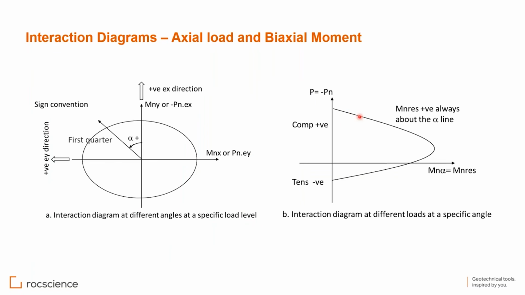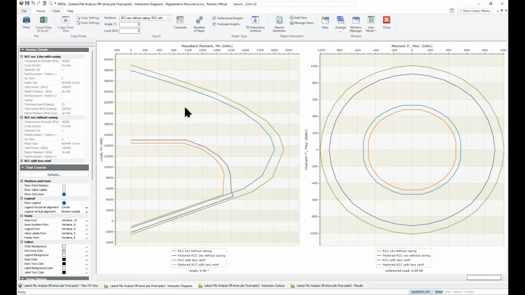This is the PM curve I'm talking about. When you have a specific alpha, you can change the alpha. I can show you that. You can change alpha here. You can put any angle you want or any load you want here for this one, and you can get different interaction diagrams.